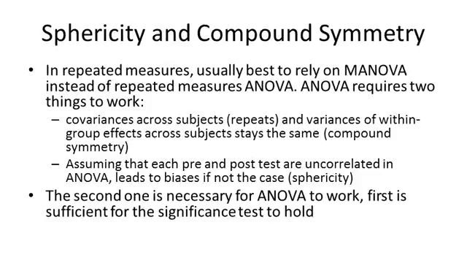So going from, let's say, pre-semester, mid-semester, final semester, those variances need to stay the same. And on top of that, you need to assume that the pre and post tests are uncorrelated from each other. If they're correlated, then you have biases, and this refers to sphericity. The second one is necessary for ANOVA to work, so you definitely need to make sure that they're not correlated when you're doing ANOVA. But the first, if you have it, then that's good, but it's not necessary exactly.